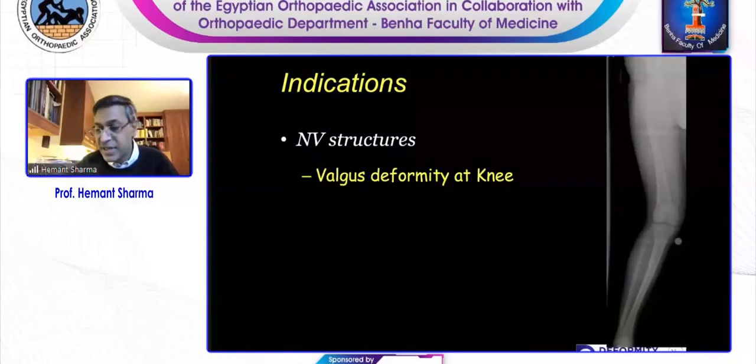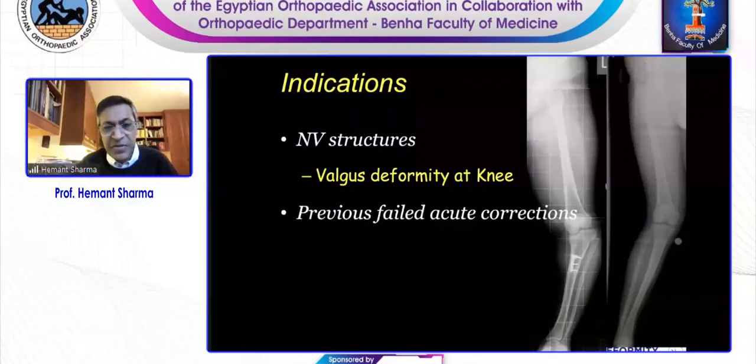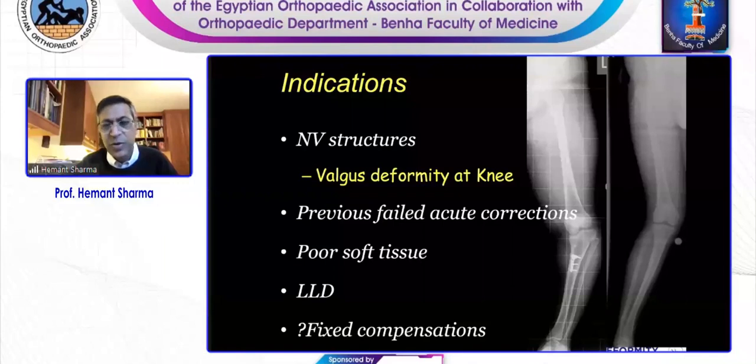Then in the situation where we can't do the acute corrections, where there's a neurovascular problem, previously it hasn't worked, soft tissue problems, or especially when we have leg length discrepancies, then we need a bit of length. Then acute gradual is better because we can lengthen the leg.